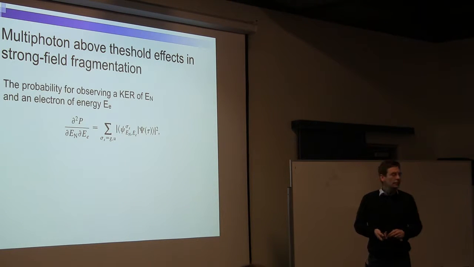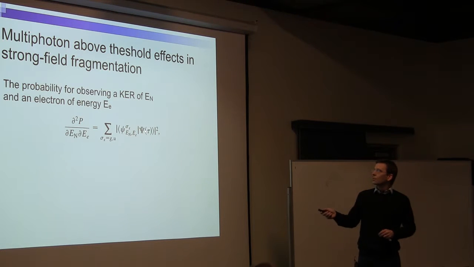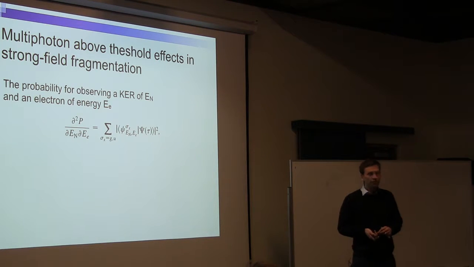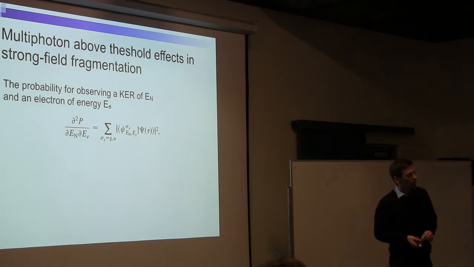we looked at the energy sharing between the electrons and the nuclei. This is simple here. What is the probability that the electron comes out with energy E_e and the nuclei come out with energy E_n? There's a formula here. We just have the wave packet at some instant of time after the pulse, and then we do a projection on those energy states. This is like Born's rule for quantum mechanics.